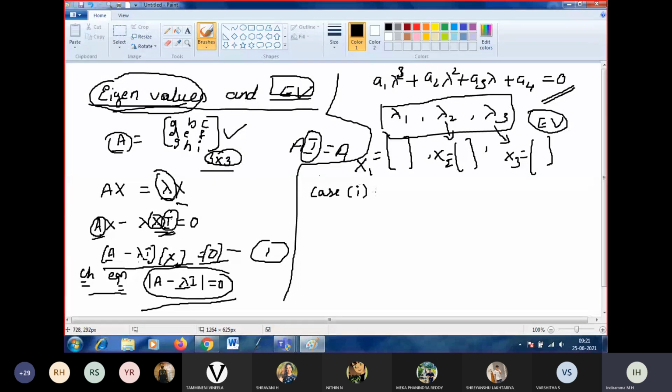In case 1, we have to take lambda equal to lambda 1. We have to substitute this value in equation 1. If you see equation 1, if A is of order 3, you will get 3 equations. In those 3 equations, you substitute the value of lambda as lambda 1, then solve the 3 equations, so you will get the values for the variables.